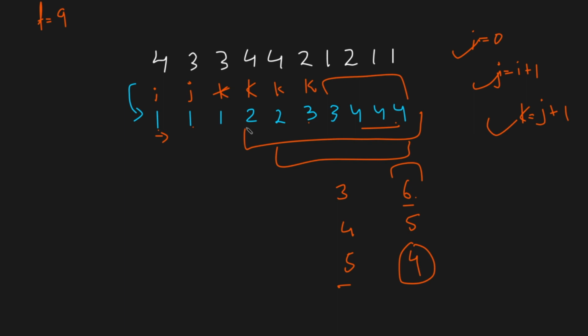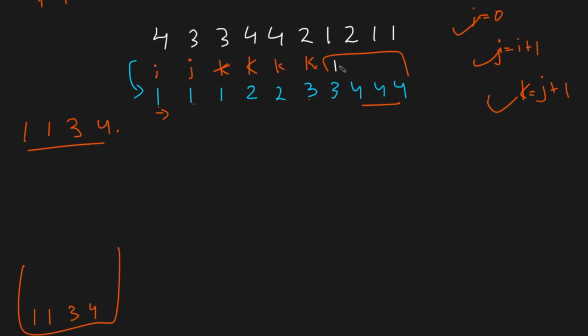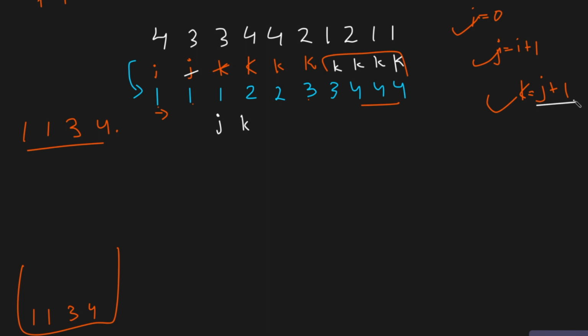So what I can say is 1, 1, 3, 4 can make a quad. So let's push it into the quad. At the next step, K will move over here, then to here, then to here, and then to here, and you're not going to find any more quads. So what happens next? J moves over here and K starts from J plus 1, as you can see. So we linearly iterate K on the right again and check with the help of binary search whether any quad occurs or not. If it does, we push it into this data structure.